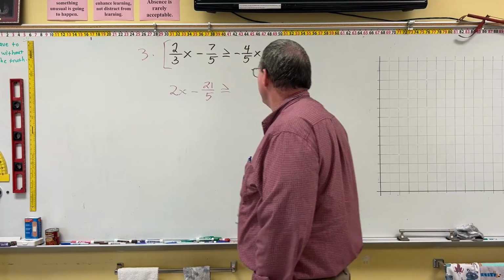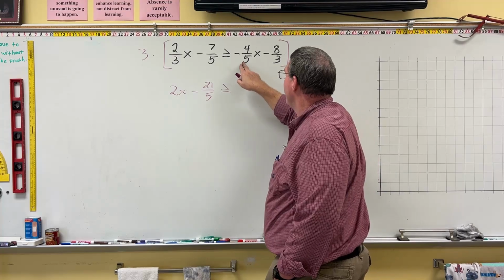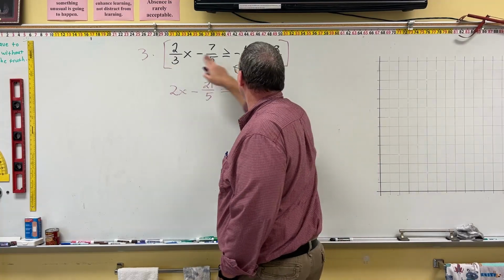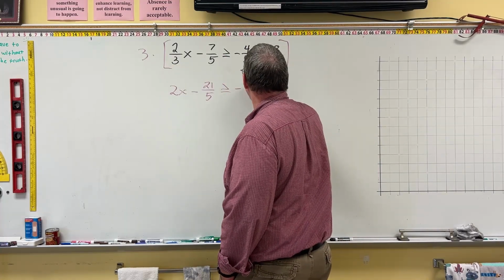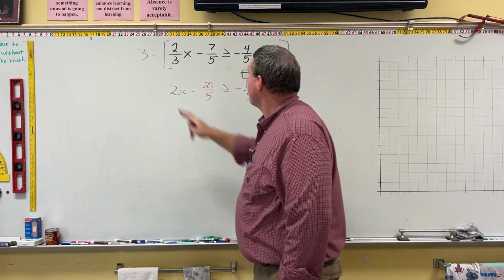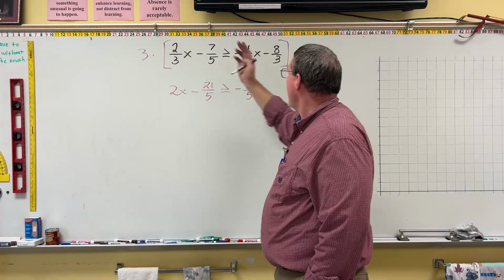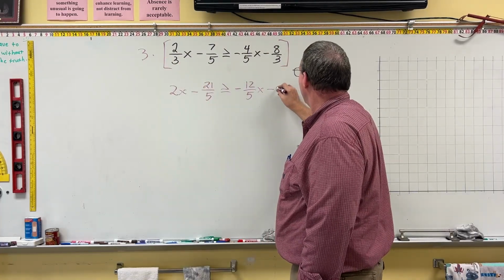Greater than or equal to 3 times negative 4/5 x. 3 and 5 are not the same, so we're going to do the 3 times the negative 4. That's negative 12 over 5 with an x. And then we have 3 times negative 8/3. Well, the 3 and the 3 are the same, so all we have left is negative 8.